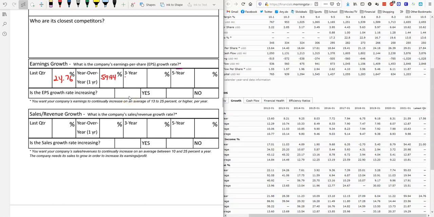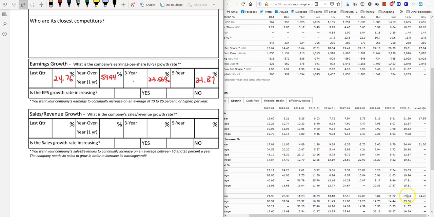3 year is 23.56. And a 5 year is 21.87. So is this growth rate increasing? The 5 year rate is 21, the 3 year is 23. So as these get more recent, the 1 year it's at 60. So yes, they had a fantastic year this year.